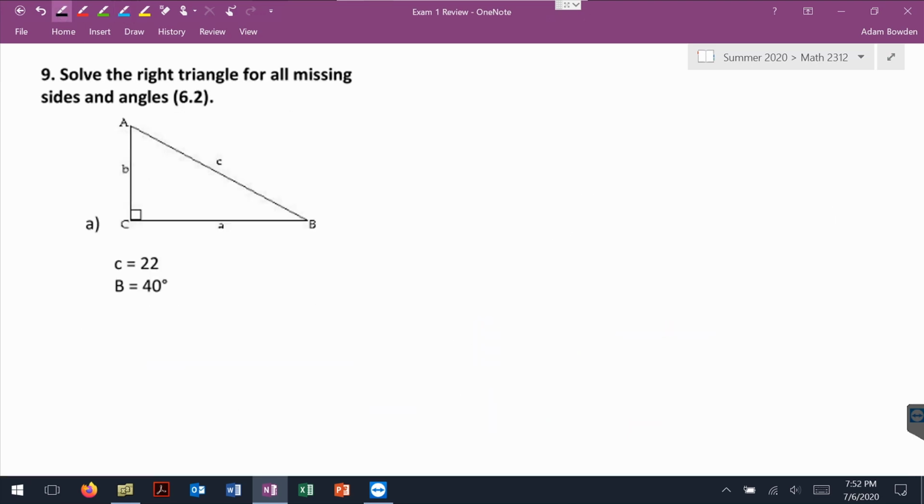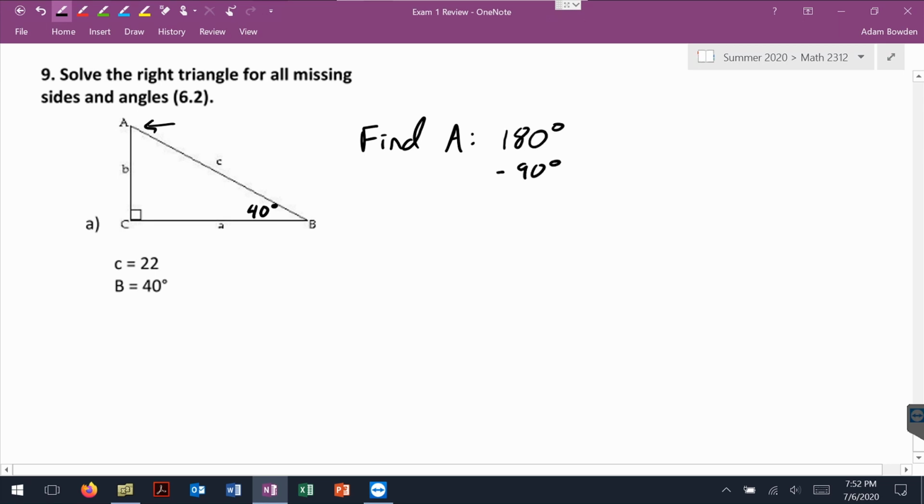Now looking at number 9, it says solve the right triangle for all missing sides and angles. So we know one angle, we know 40 degrees down here for this angle. We can figure out the missing angle of A up above by doing 180 degrees minus 90 degrees, since it's a right triangle, minus 40 degrees. We'll be left with 50 degrees here. So that would be angle A.